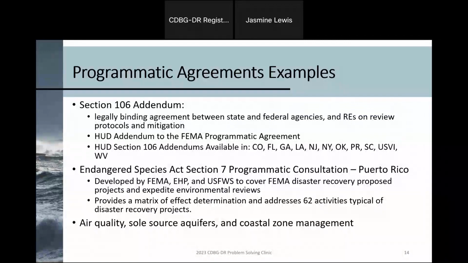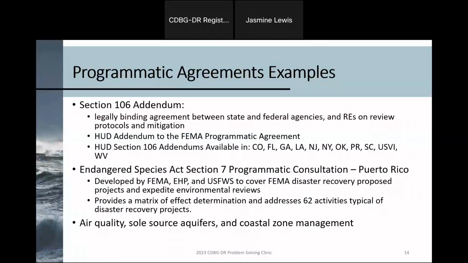A couple of good PA examples that we have for DR: FEMA has put together a PA that HUD has put an addendum to address historic preservation, or Section 106. This has already been adopted by several states that you see listed before you. And if your state hasn't adopted that, this is a possibility you can take a look at to see if it's right for your state to help establish that PA for Section 106.